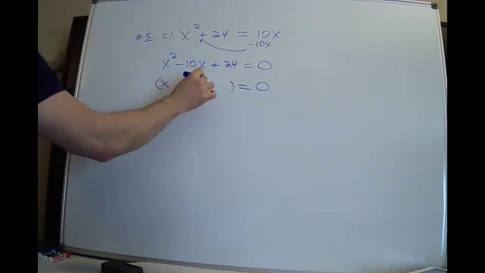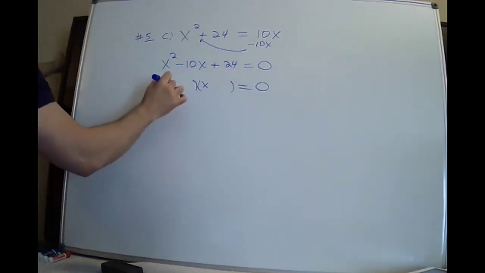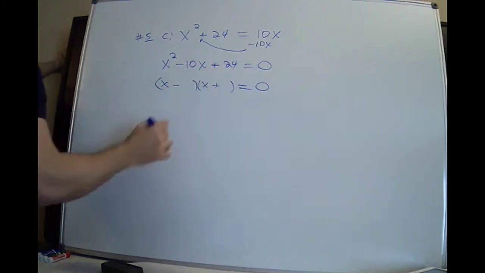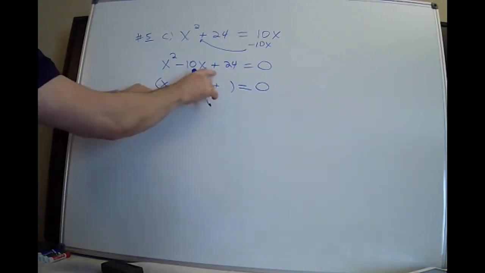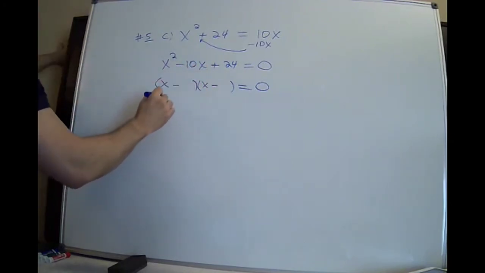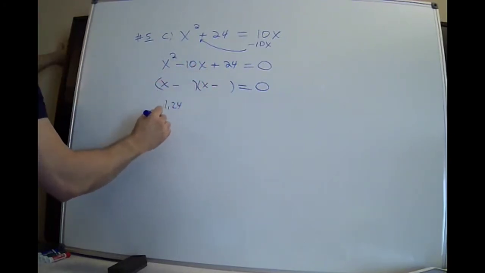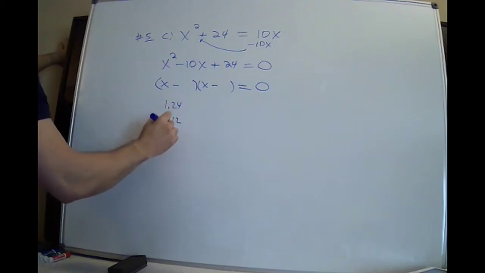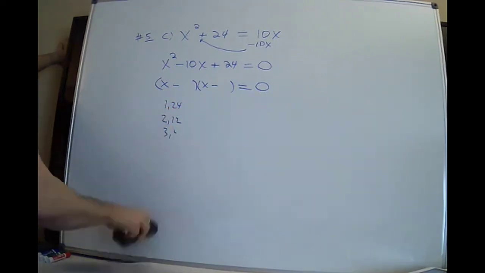I know that it's x and x. Now, I know this sign goes first. Now, if I put a plus here, a negative times a positive is not a positive. So in this case, because my last number is positive, I know my signs have to be the same. Now I'm going to very quickly write my pairs down. 1 and 24, 2 and 12, 3 and 8.